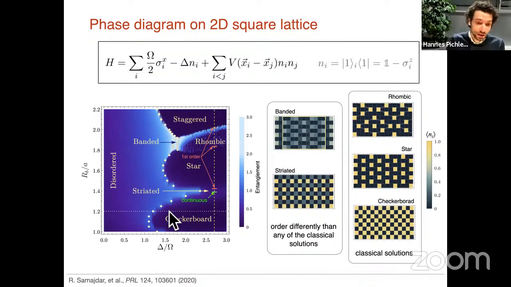Regarding the nature of the phase transition, we studied in detail the transition from the disordered phase to the checkerboard, which is indeed continuous. We also know that the transition from the checkerboard to the striated phase is a second order transition. But the transitions up here between these different classically ordered states are actually first order. So in that sense, yes, there are transitions of different order. But for example, I don't know exactly what type of transition there is between the disordered and the staggered or banded phase, what the universality class of these transitions is. I'm actually not sure about that, and we didn't look into that.